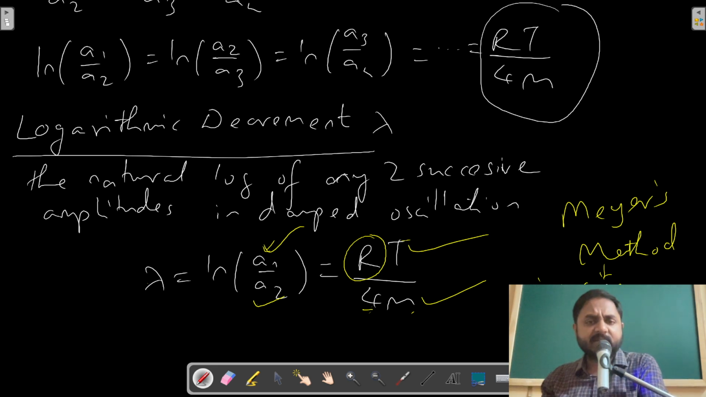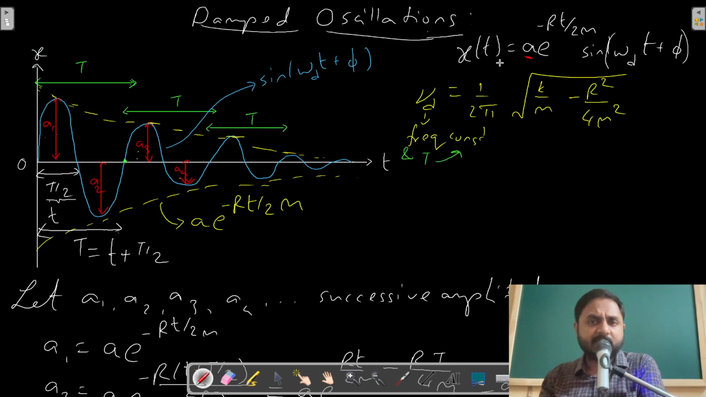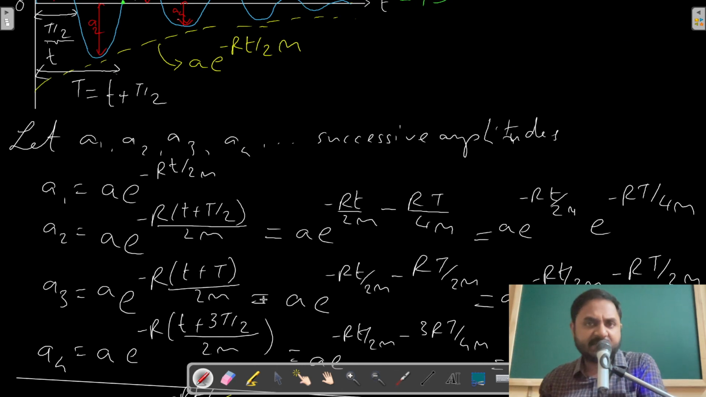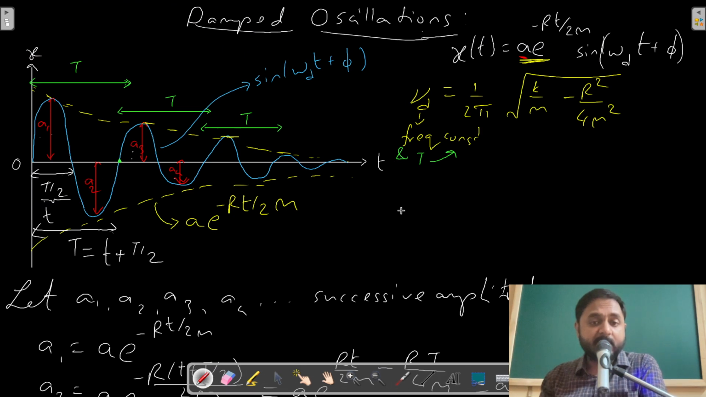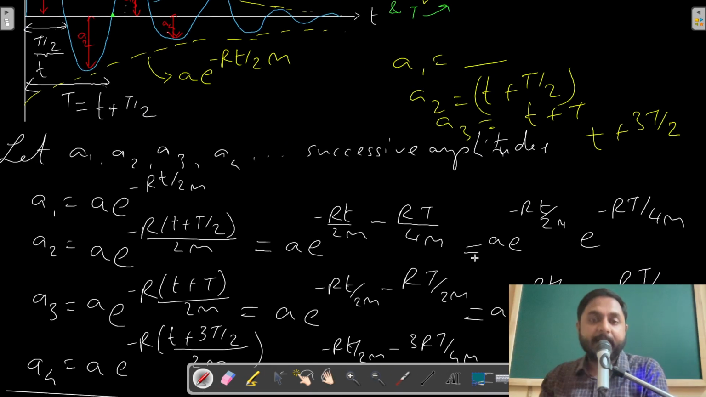I hope this derivation was clear. The derivation is very simple. Start with the displacement at any instant. Take just the amplitude part. Write down 4 successive amplitudes. Remember, every new amplitude: suppose A1 is equal to something, then the next amplitude A2 will be at t plus T by 2. The next amplitude A3 will be at t plus capital T. The next amplitude will be at t plus 3T by 2, and so on and so forth.